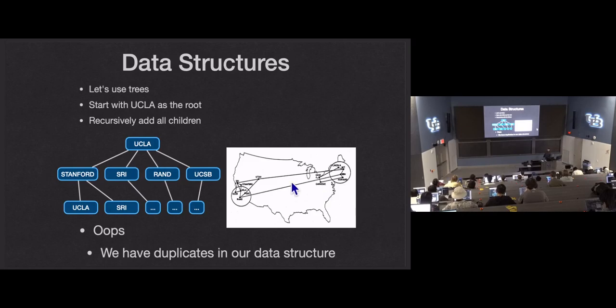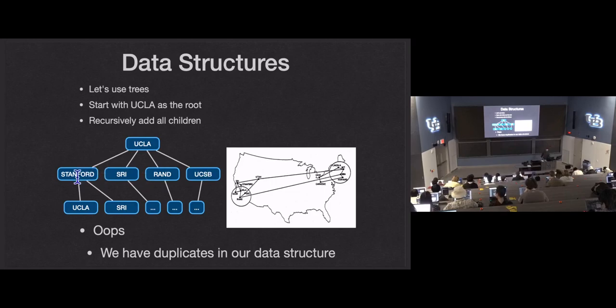So we can't use a binary tree because we need more than one child if we're going to have our nodes be the locations, and then the child nodes would be every location that's connected to that location. So if we start with UCLA and we say the child nodes of UCLA are going to be all the locations that are connected to it, Stanford, UCSB, RAND, and SRI, and have all those as child nodes, and then go to each of those child nodes and have a child node for each one that's connected to them.